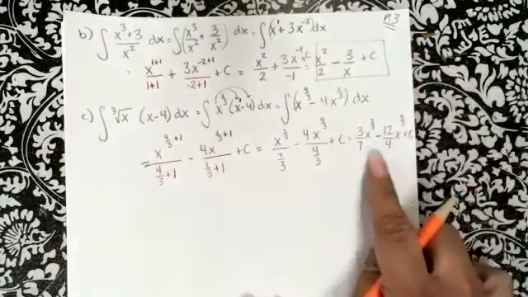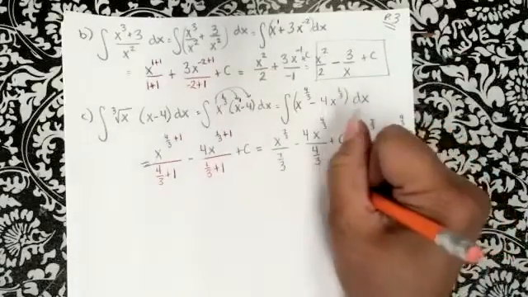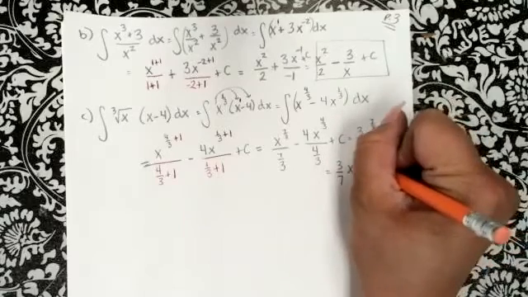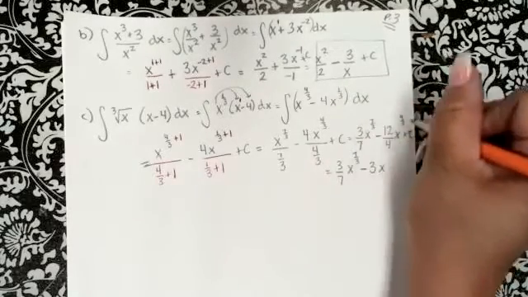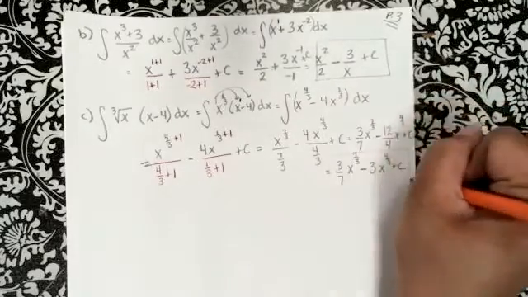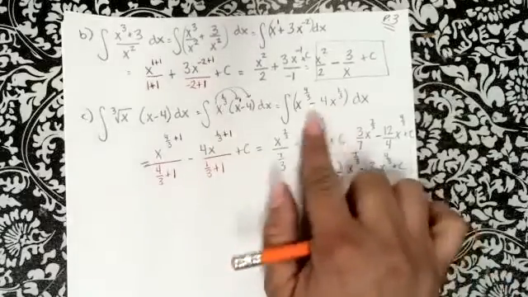Now don't leave your answer like that. 12 divided by 4 is equal to 3. So the final answer here is going to be a 3/7 x to the 7/3 minus 12 divided by 4 is 3 x to the 4/3 plus c. And to check your answer, go ahead and take the derivative, and you're going to get this right here.